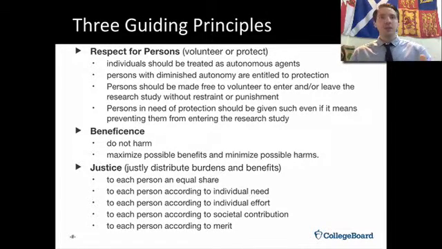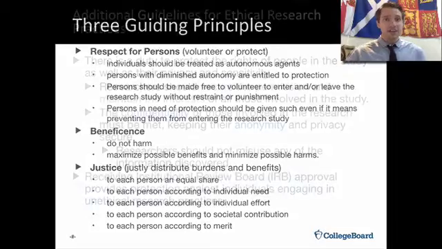Also, people need to be treated anonymously. They should not be coerced into participating in your research. They could leave at any time, and they need to be protected. If they're younger, they need to have some sort of consent form that they are signing.